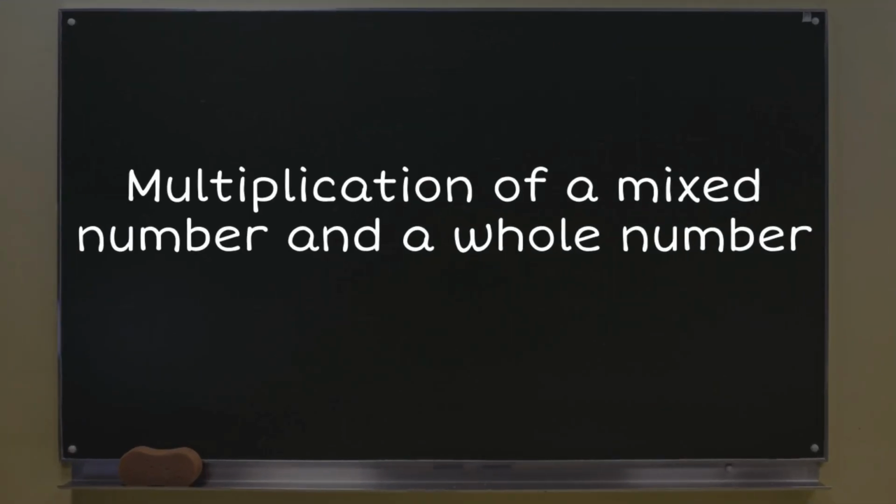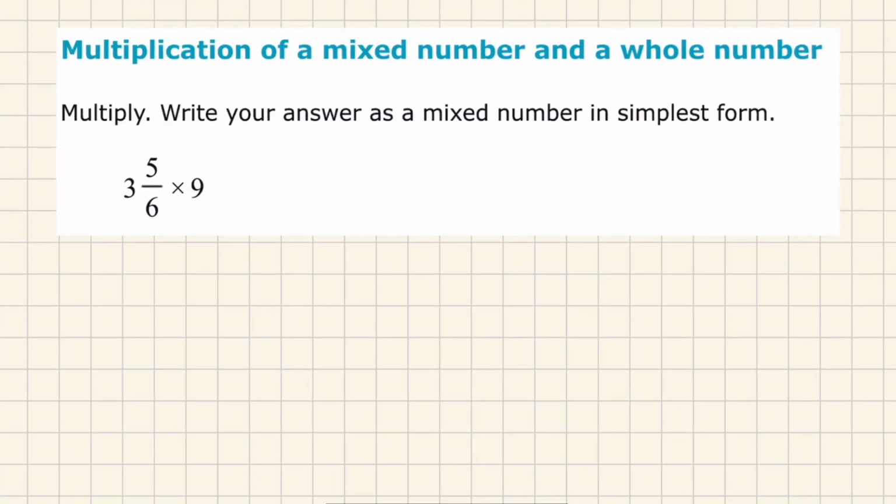Multiplication of a mixed number and a whole number. In this example, we're multiplying 3 and 5/6 and 9, and we will write the answer as a mixed number in simplest form. And I'll start by recognizing that whenever I have mixed numbers being multiplied, my first step will always be to turn those mixed numbers into improper fractions by multiplying the whole number part and the denominator.